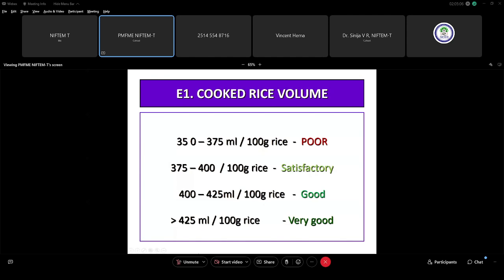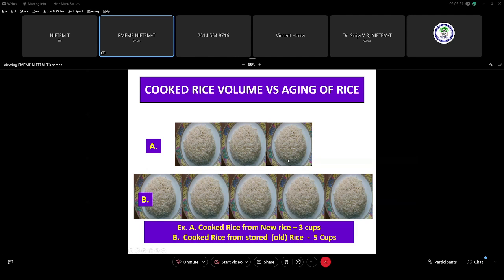When the cooked rice volume is more than 425 ml for 100 grams, then it's called very good quality of rice. If it is less than 350, then it is poor. So here you can see the difference between the fresh rice and the old rice.